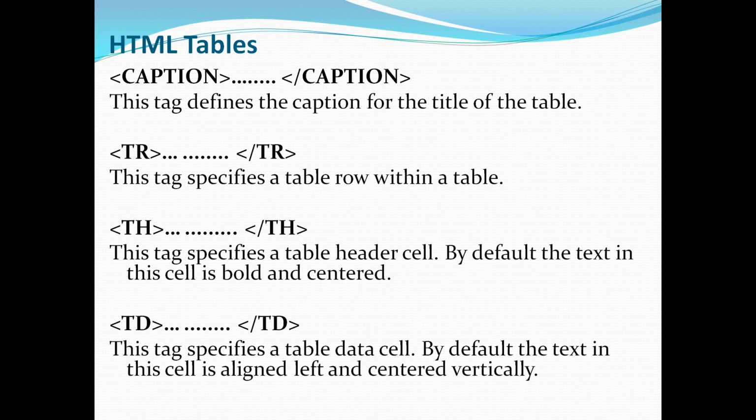Next one is the TD tag. TD means table data. The TH tag and TD tag mainly create the cells, or we can say the columns. For one table column, one TH or one TD is required. This tag specifies the table cell. By default, the text in this cell is aligned to the left and centered vertically. If you use the TD tag, it is aligned to the left. It's possible to align the data later, but by default it will be left and center.